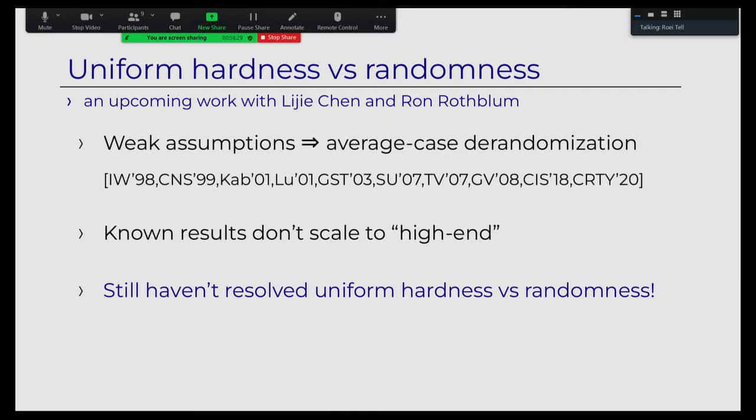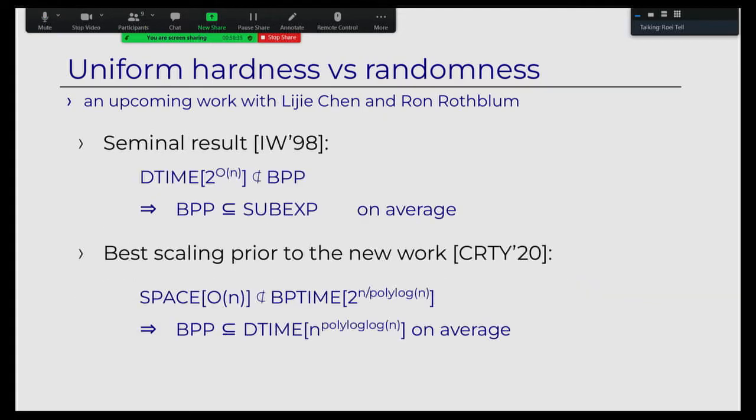There is no equivalence here. This line of work is open. So we still haven't resolved uniform hardness versus randomness. And let's see what we know.